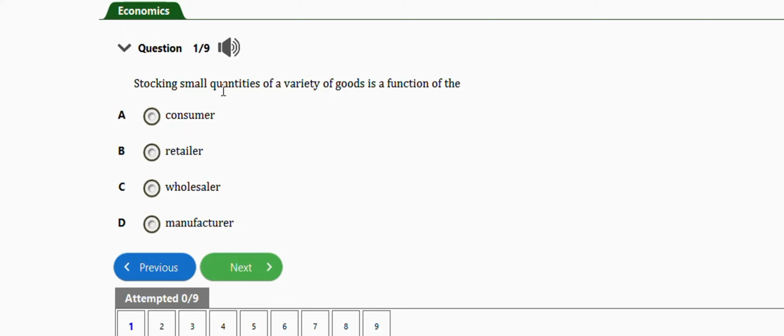Let's get started. The first question I have here says, stocking small quantities of a variety of goods is a function of the real consumer, retailer, wholesaler, manufacturer. So the answer is option B, which is retailer.